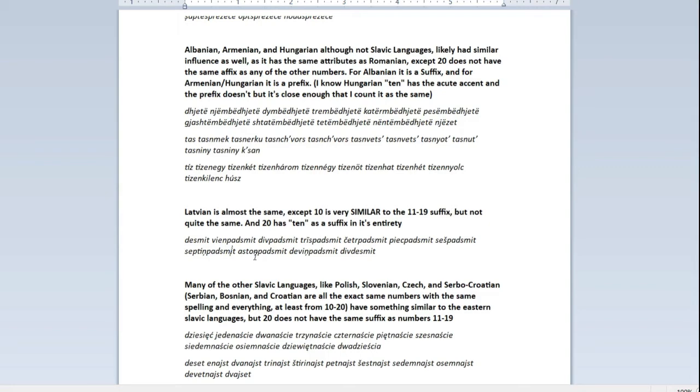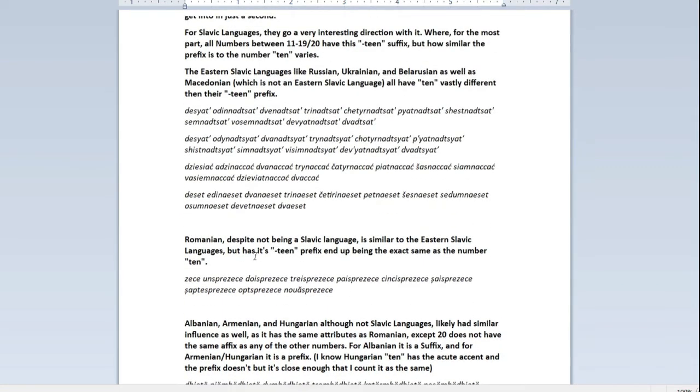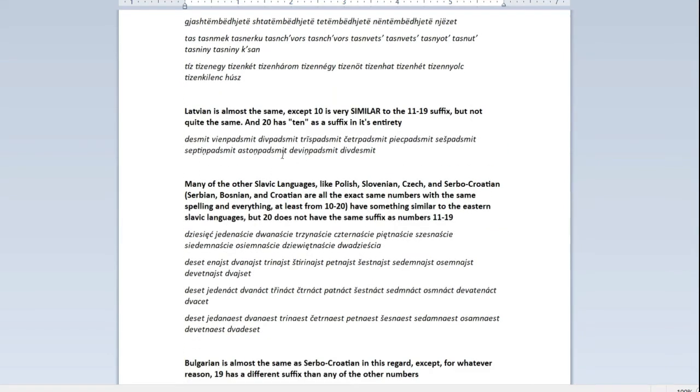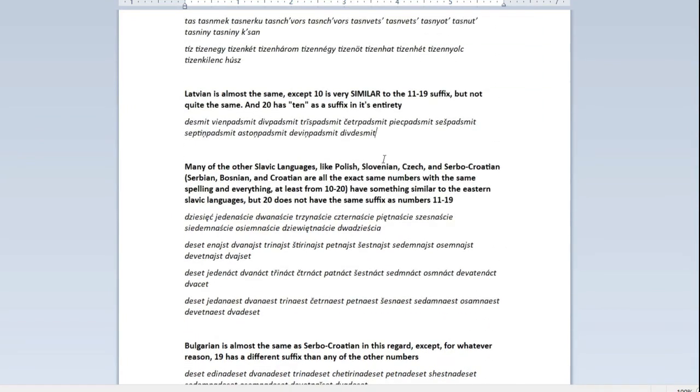Where did I put Lithuanian? I don't even remember. I put Lithuanian in here somewhere, right? I don't know. But yeah, and then here we have the suffix of desmet as part of the word for 20. So, interesting. Hold on, wait, did I put... Okay, Lithuanian is part of it, okay. I was like, where is it?